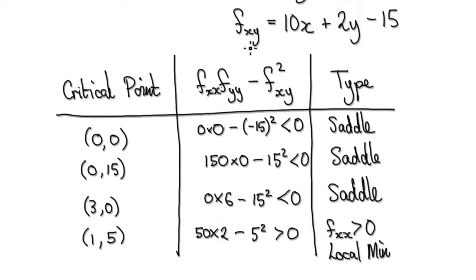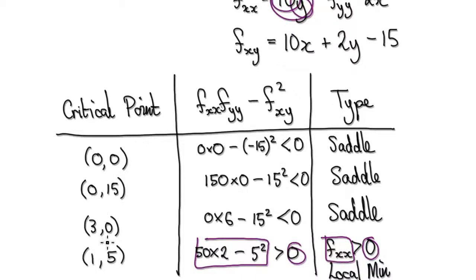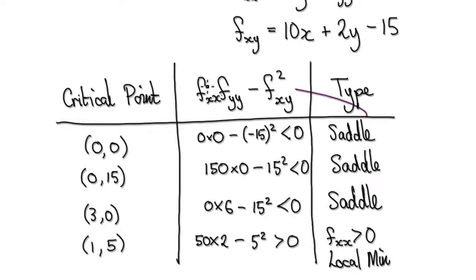So when you compute this for the last one, it turns out to be greater than 0. So it could be a max or it could be a min. So now we look at fxx. Well, fxx turns out to be greater than 0. Fxx here will be 10y, and y here is 5, so 10 times y will be 50. Well, this 50 is bigger than 0, so it's going to concave up. If it concaves up, then you know you're at a local min. So overall, this is your final answer.